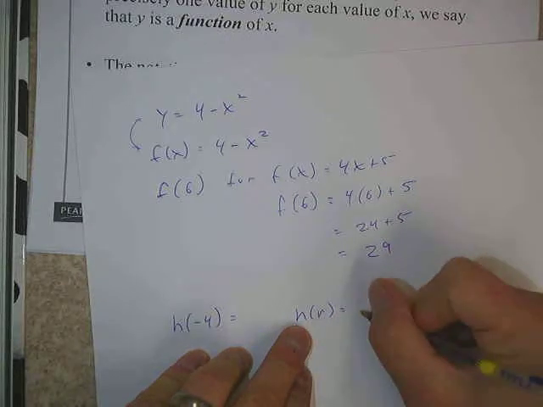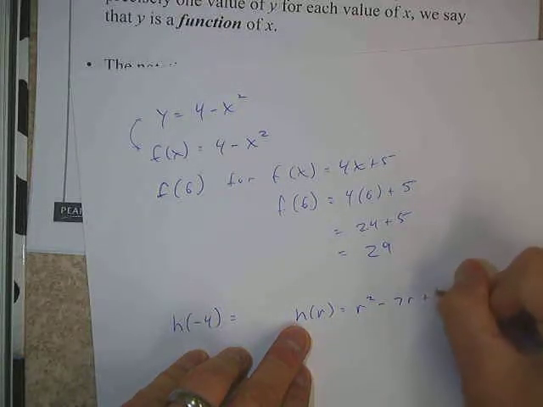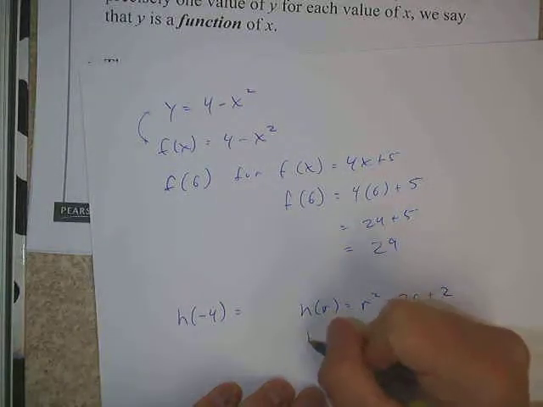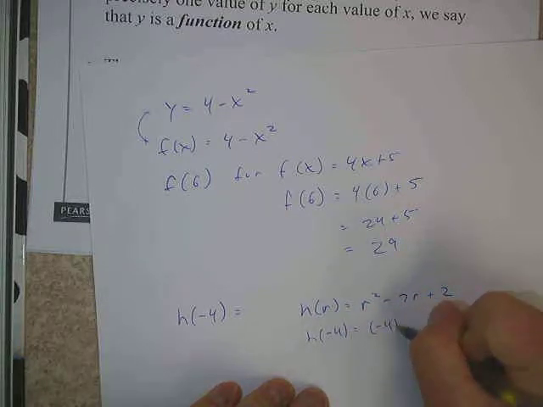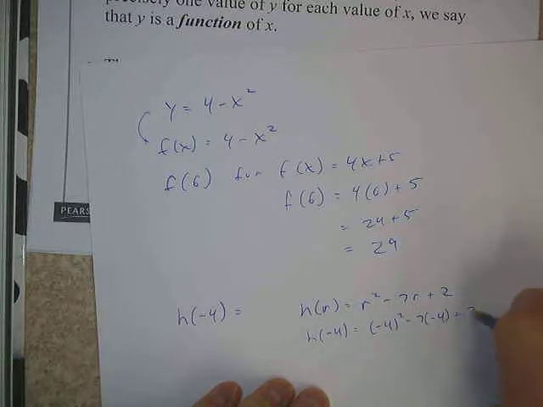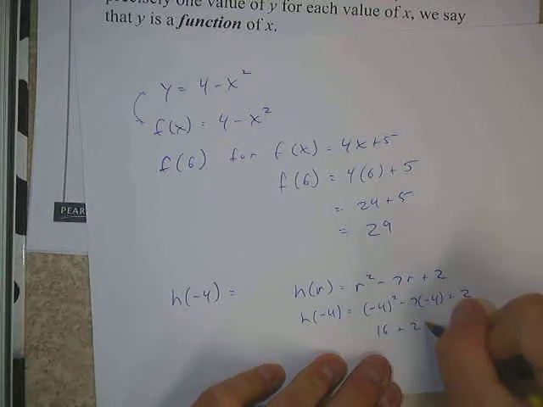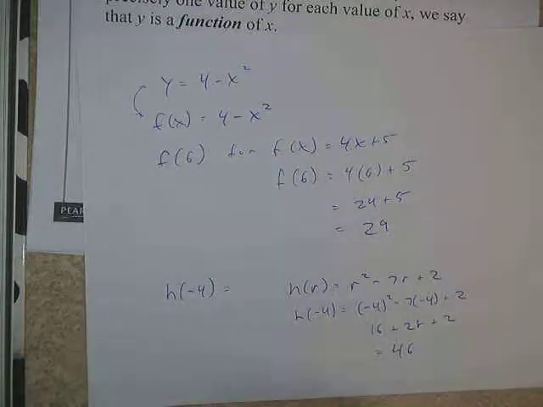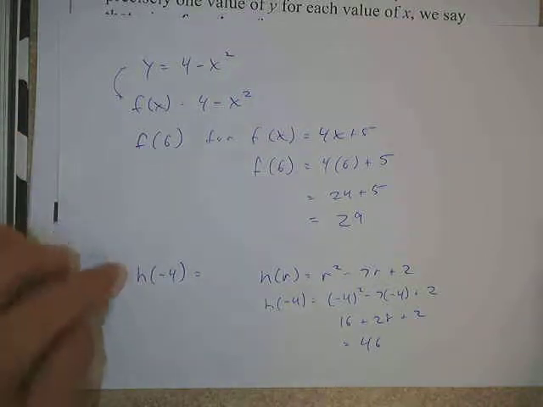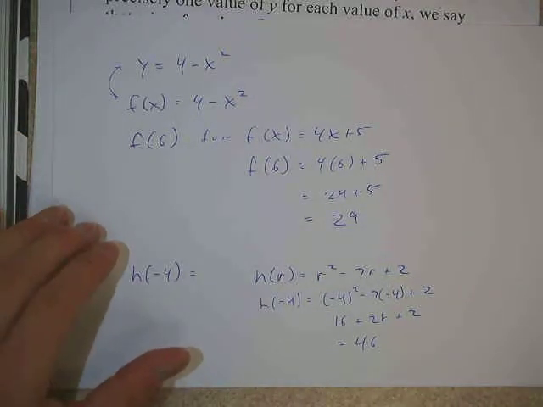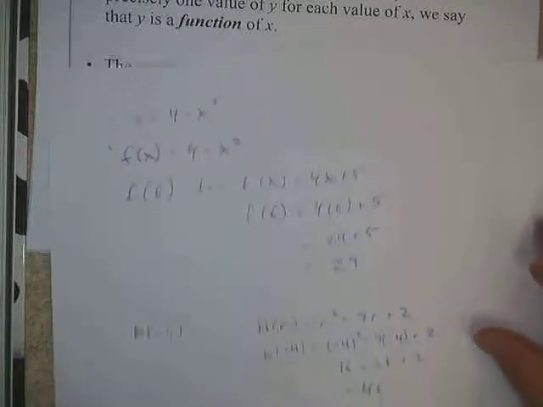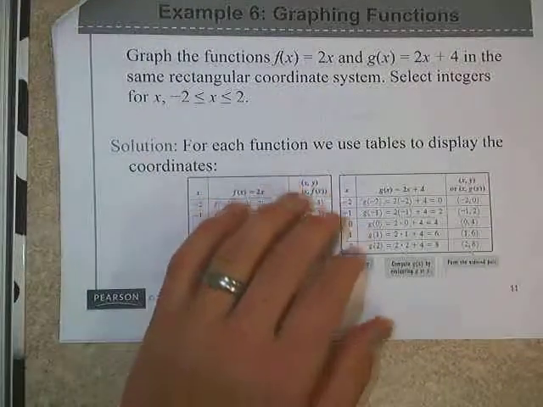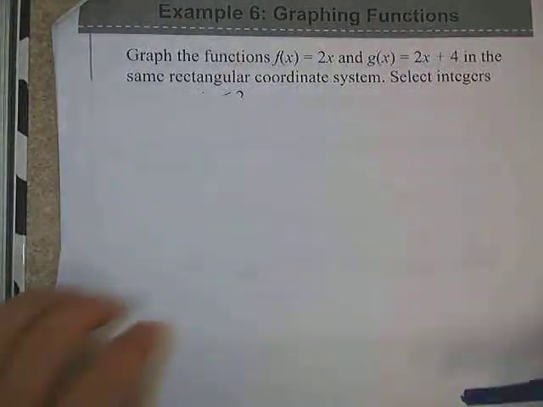Similarly, if I were asked for h of negative 4, and I want to know what that equals, and I know that h of r, and keep in mind that h is the name of the function, r is the independent variable, so over here we should expect to have r's. And it really doesn't matter what letters we use for these functions. Okay? But if I want h of negative 4, then I'm going to go ahead and plug a negative 4 into the equation. And if I do the math on that, I'm going to get 16 plus 28 plus 2. And if I add those together, I'm going to get 46. So if I'm asked for f of something or h of something or whatever the function's name is, all that means is I'm going to plug that number into the equation.